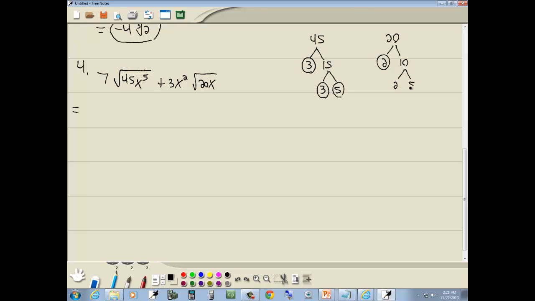10 is 2 times 5. 2's prime and 5's prime, so circle both of those. Now, the x to the fifth. Let's go ahead and look at it while we're here.